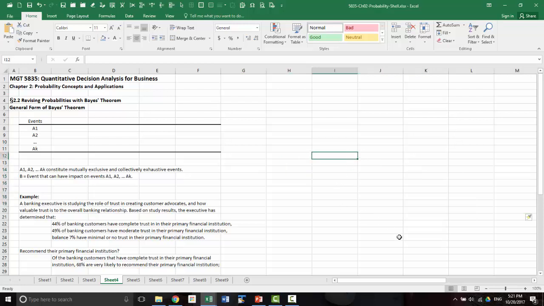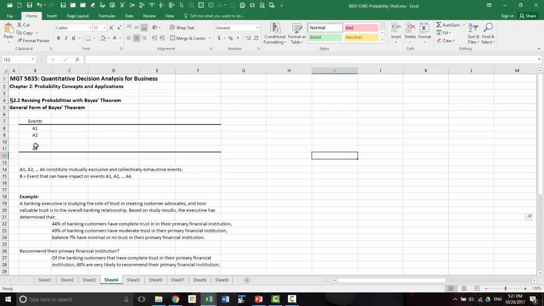Okay, the next topic is Bayes' theorem. Bayes' theorem is a very powerful theorem which can be used in data mining techniques. It starts with a set of mutually exclusive and collectively exhaustive events. So that means here we have, say, k events, A1, A2, all the way through A sub k.